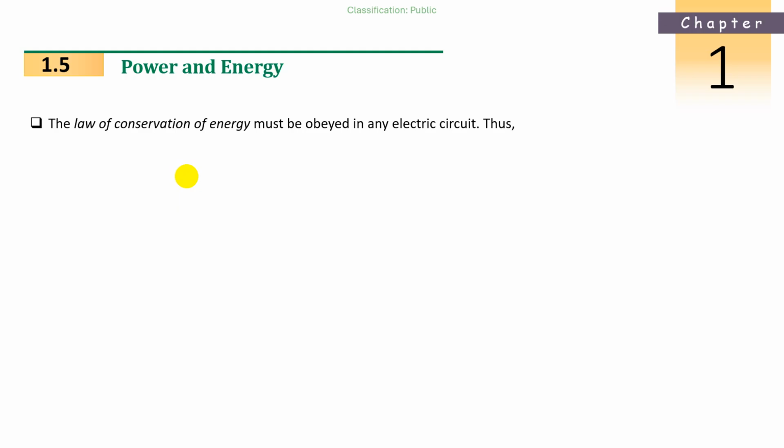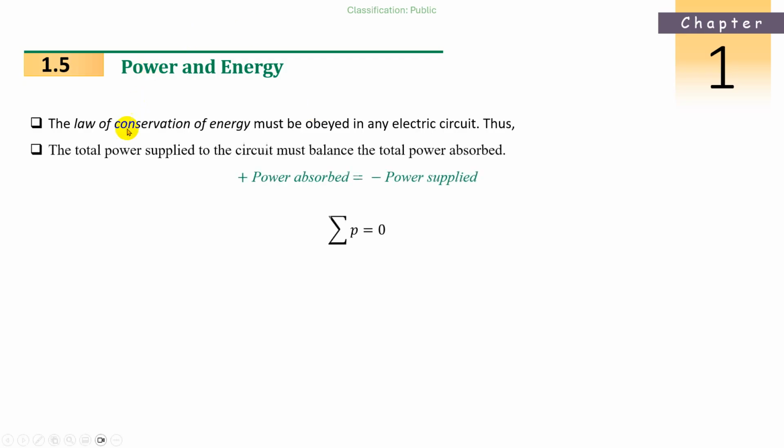What is the law of conservation of energy? Energy can't be created, can't be destroyed. We can't create or destroy it. We can just transform it, which means transfer it to another form or from one place to another place. That's it. So as per that, the total power supplied to the circuit must balance the total power absorbed.